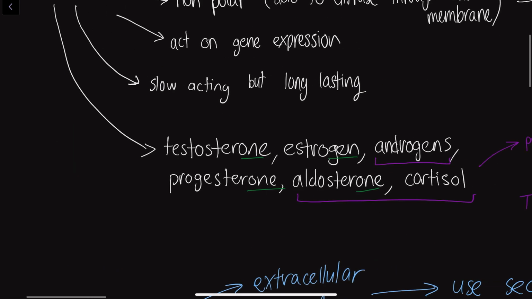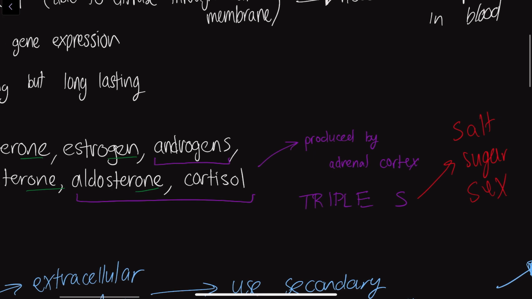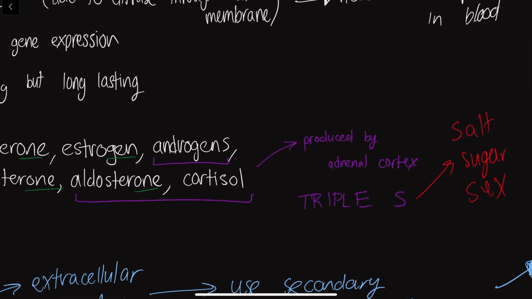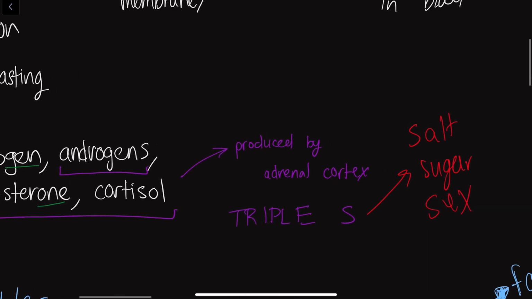And the way to memorize what these hormones are is to just think of the mnemonic triple S. And what this tells you is pretty much the function of these three hormones. So there's the salt function, and this is going to be aldosterone. What aldosterone will do is it's going to work on the collecting duct of the nephron, as well as the distal convoluted tubule of the nephron.